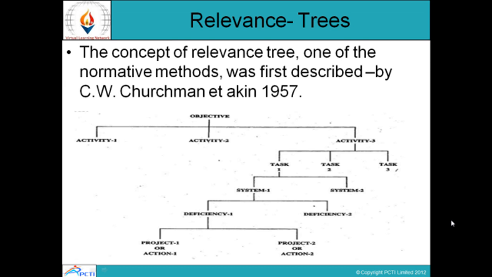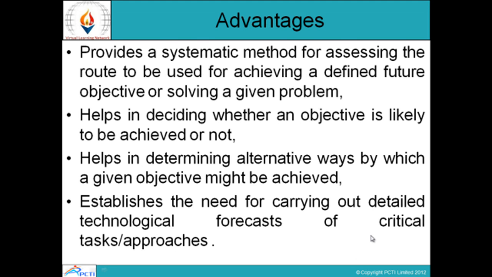Relevance tree defines the activities to be performed for a particular objective. For completing one objective, we require activity 1, activity 2, activity 3. For activity 3, we need to complete task 1, task 2, task 3. For task 1, we require system 1, system 2. For system 1, we require deficiency 1, deficiency 2. For deficiency 1, we require project or action 1, project or action 2. So this is what the relevance tree is, the activities for further analysis.